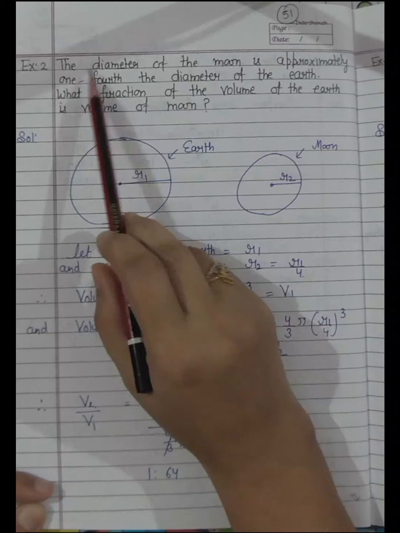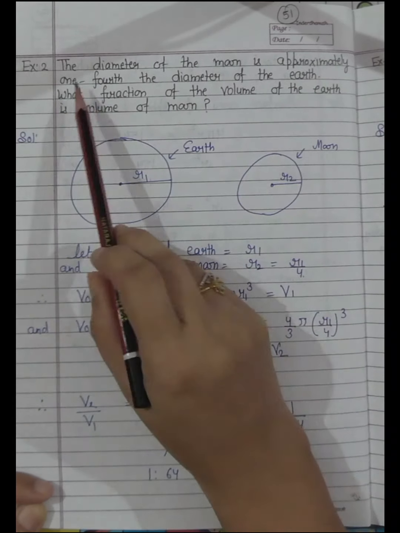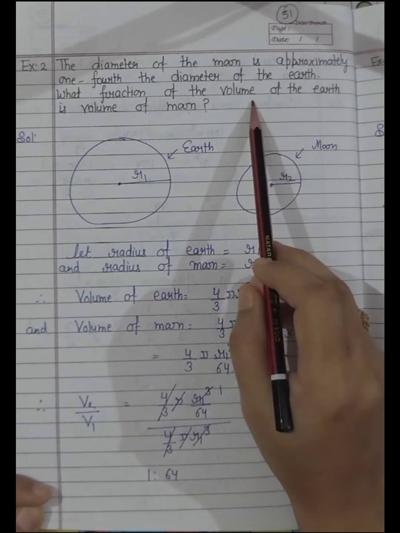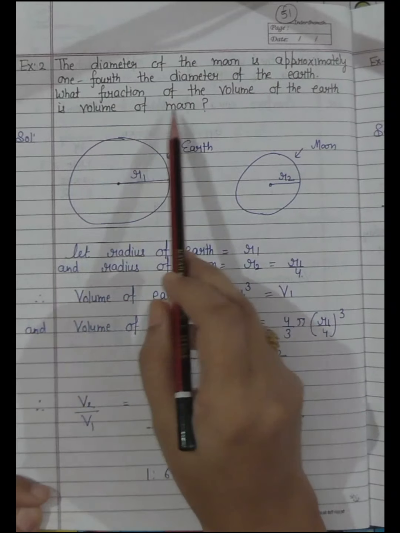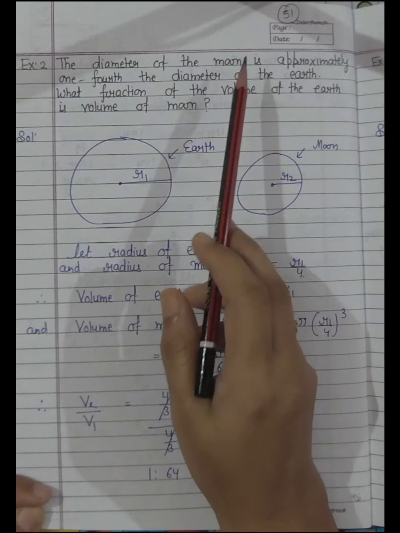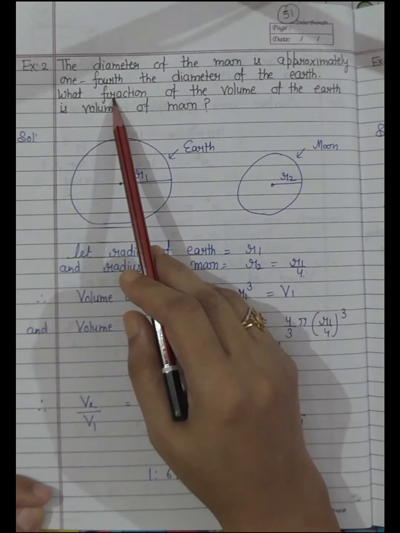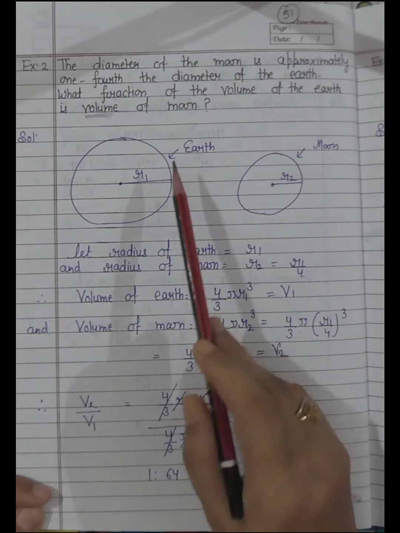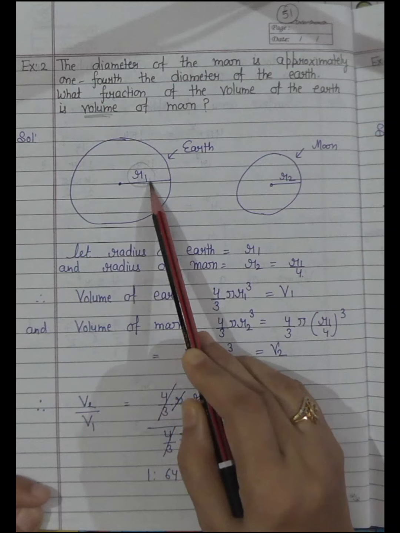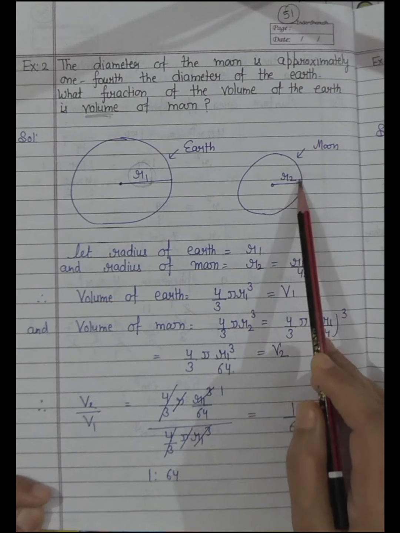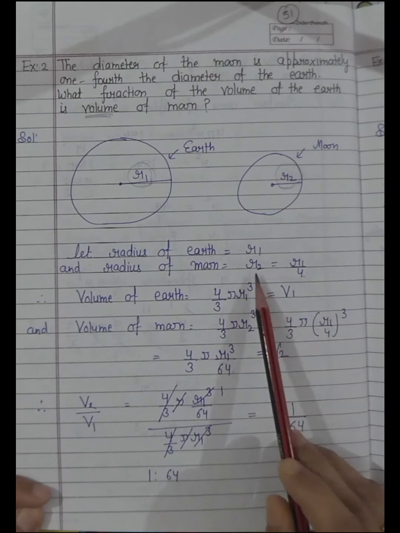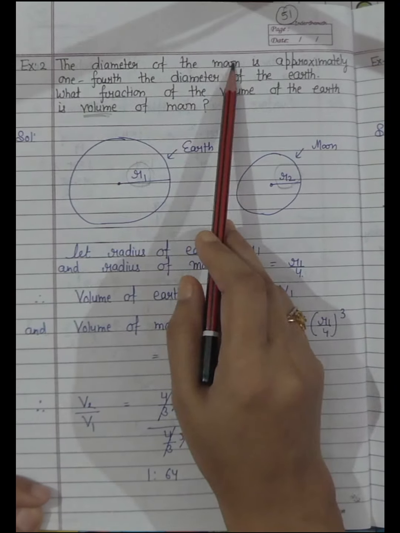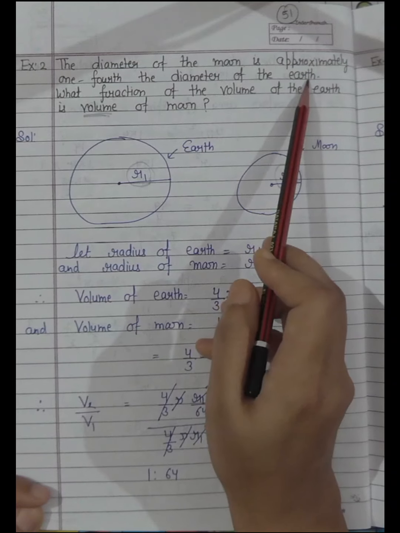Next example: the diameter of the Moon is approximately 1/4 of the diameter of the Earth. What fraction of the volume of the Earth is the volume of the Moon? This question is the same as we have done in the case of area, but here we have to find the volumes ratio. Let us consider this is Earth with radius r1 and this is Moon with radius r2, and the value of r2 is r1 by 4 because it is given that the diameter of the Moon is 1/4 of the diameter of the Earth.